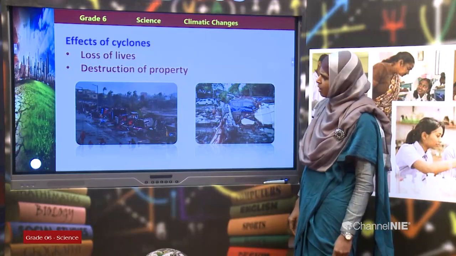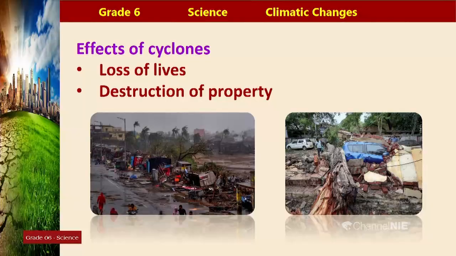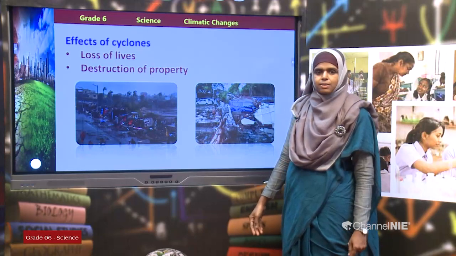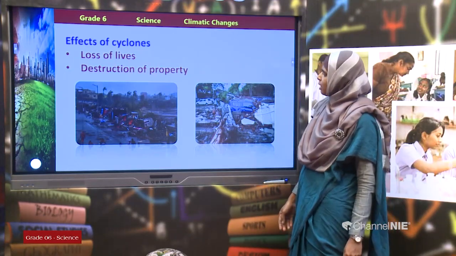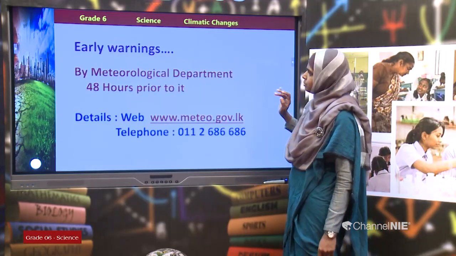Let's see what the cyclones would end up in. As we already saw, lives will be lost. Very valuable things, human lives would be lost, loss of lives. And also, a lot of properties are destroyed. You can see buildings, trees, vehicles are destroyed, right? So, as an effect of a cyclone, lives are lost as well as properties are destroyed. So, it is very dangerous to have a cyclone.